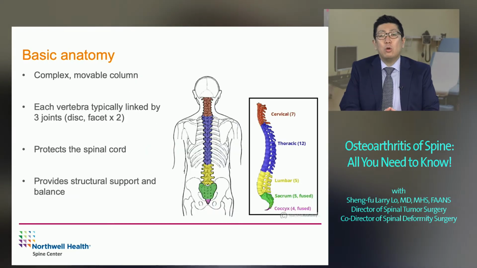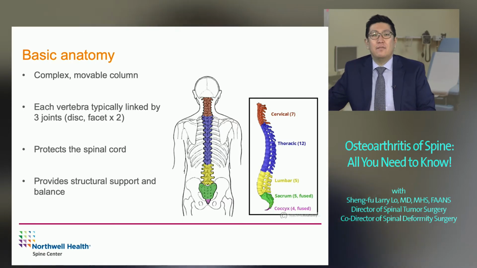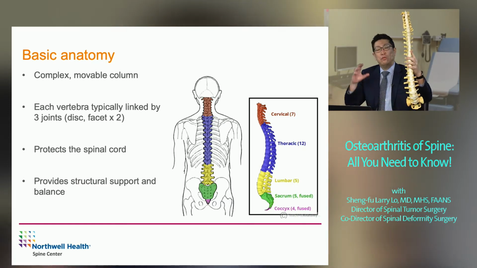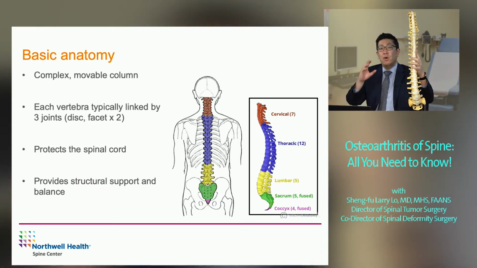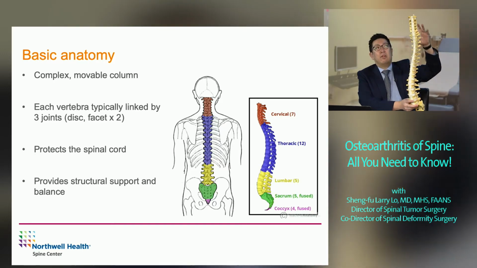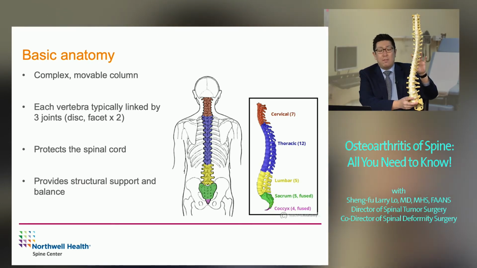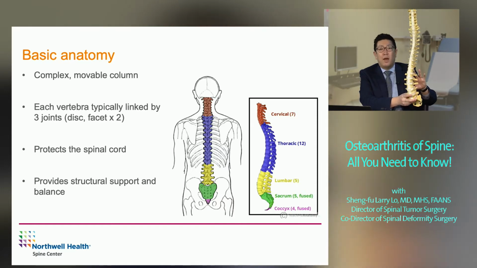So going over the basic anatomy of the spine, the spine is a complex movable column that's divided into two major sections. There's the mobile spine, which is mobile, of course, and then there's the fixed spine, which is rigid. The mobile spine has three sections. There's the cervical spine, which has 7 cervical vertebrae. There's the thoracic spine, which has 12 thoracic vertebrae. And finally, there's the lumbar spine, which has 5 lumbar vertebrae.